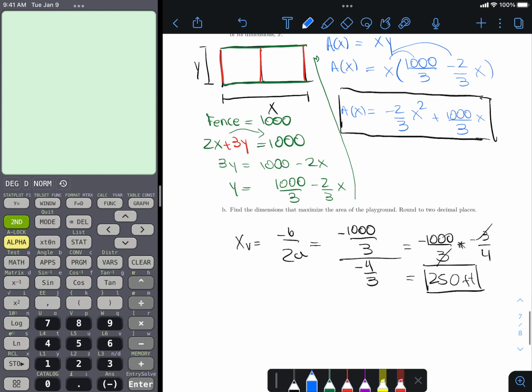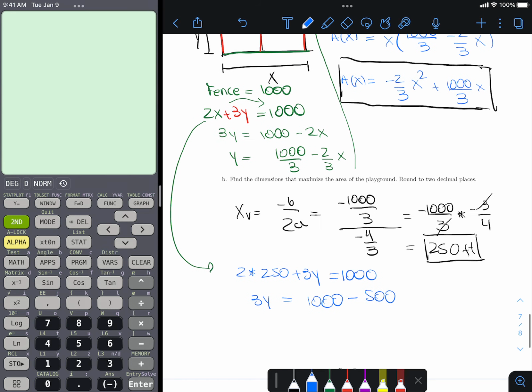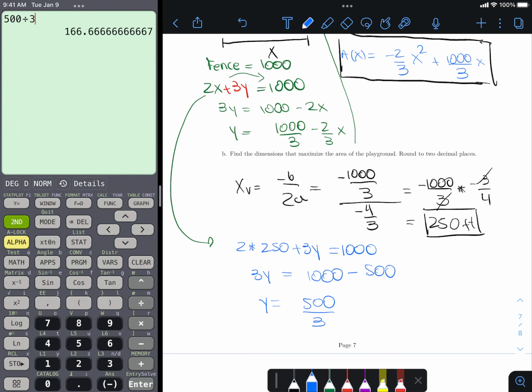I want to find y now, but that is pretty simple. I know how much fencing is left, so I only have one choice for y, and I find that by doing 2 times 250 plus 3y equals 1,000. So 3y equals 1,000 minus 500, right? This is 500, I divide. So y is 500 divided by 3. We're rounding to 2 decimals, so I'm using my calculator here just to be safe, and that's 166.67. So these are the true dimensions.